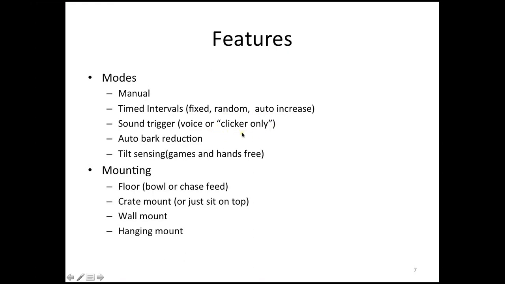The clicker-only mode is very sensitive to the double click of a clicker. It will listen for that particular double click and not be as sensitive to other sounds in the environment. So some folks don't realize you've got two types of sound triggers. And then, of course, the auto bark reduction. The unit can go into a programmed mode and listen for a bark and withhold treats during a bark. Tilt Sense has been really popular. You can put that in games and use it for hands-free work. And then there are all the mounting options: floor mount, which has the bowl and then the chute feeding out the back, a crate mount, wall mount, and hanging mount.